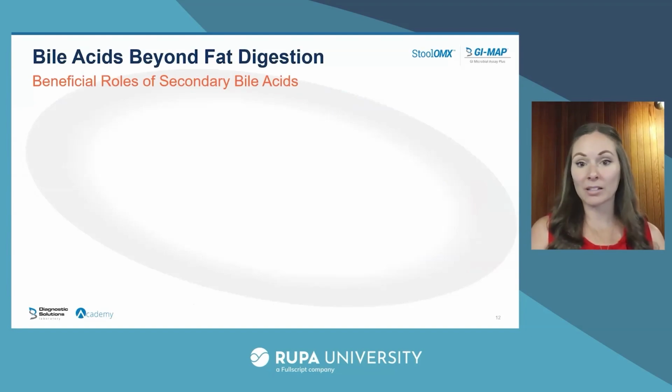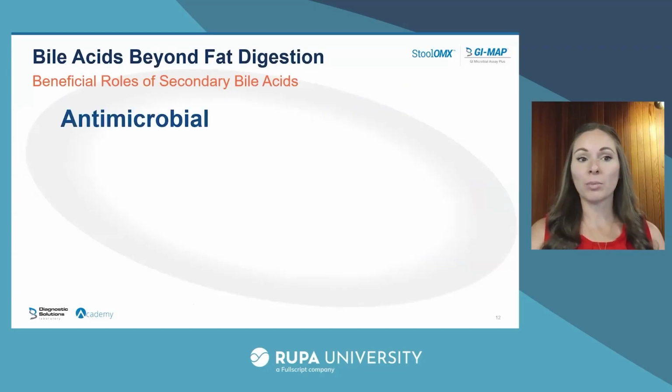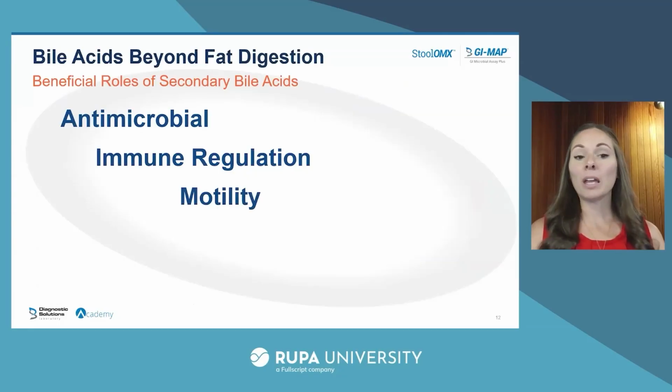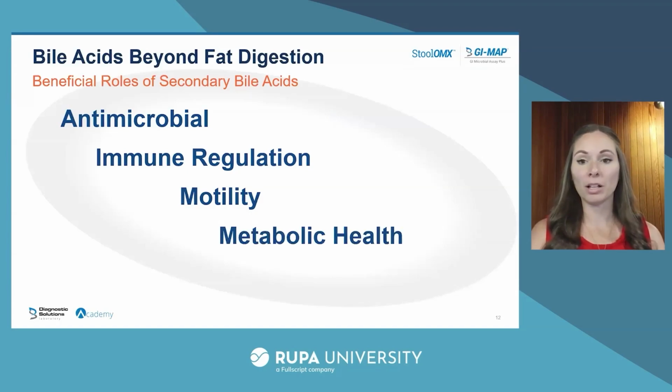What do our secondary bile acids do? So they have a lot of different roles in the body. First, they are antimicrobial. They have antimicrobial properties to help modulate the microbiome. They help with immune regulation. So they regulate our Treg cells, and they have a big influence on the balance between inflammatory and anti-inflammatory immune cells in the gut. They can have a big impact on motility if they're out of balance. So high levels are typically associated with diarrhea, and low levels are typically correlated with constipation. They also have a multitude of metabolic impacts and impacts on our mucosal health.